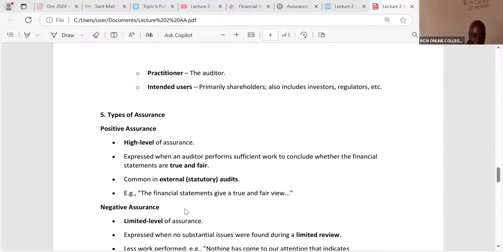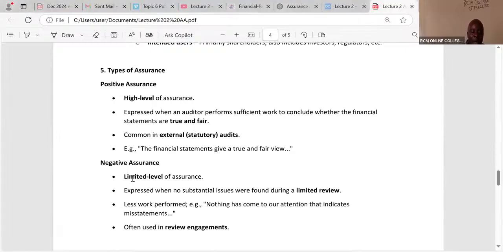And listen to this. Negative assurance. When does it work? With negative assurance, we are looking at what we call a limited level of assurance. It's some kind of comfort I'm giving you, but very little. Because also the time you gave me to do the work was very little. The resources you are giving me to do the work are very little. So I'll be able to give you what we call negative assurance. It is expressed when no substantial issues were found during a limited review. The review was really limited because the resources were scarce, no time, no nothing.